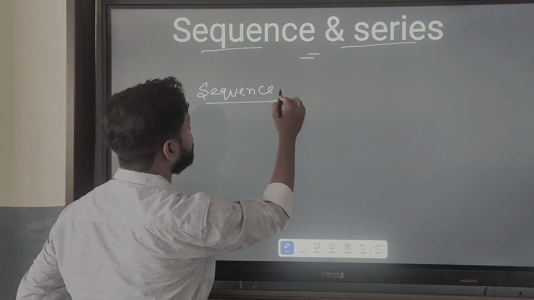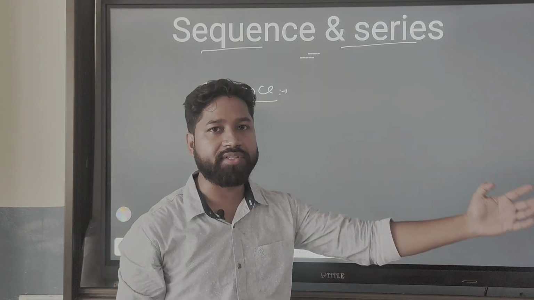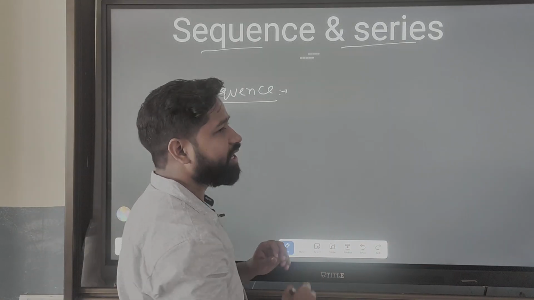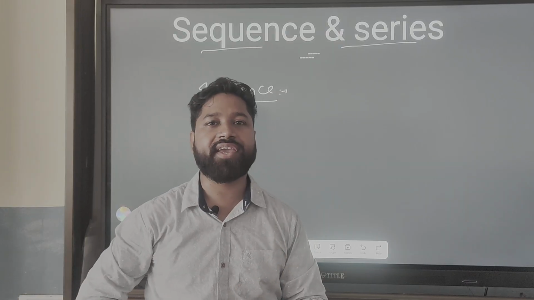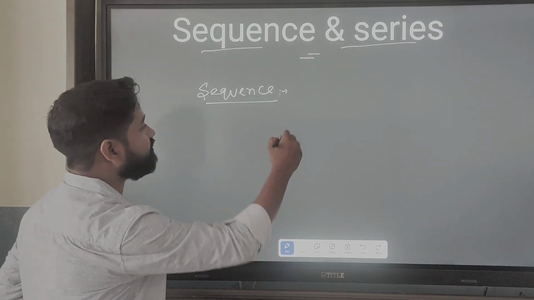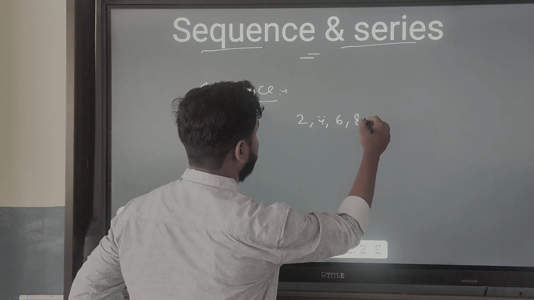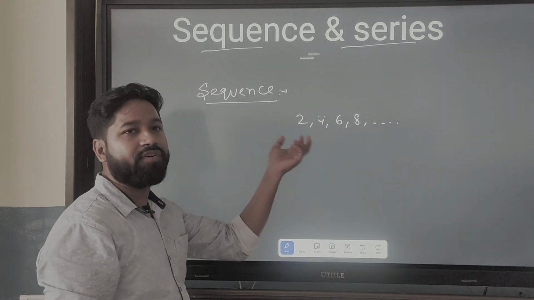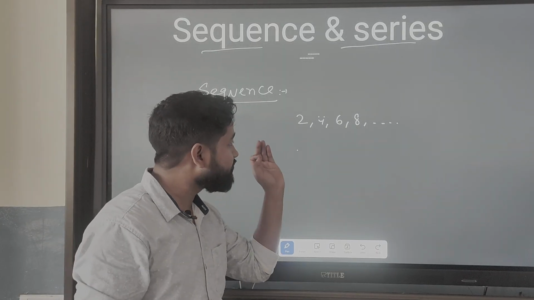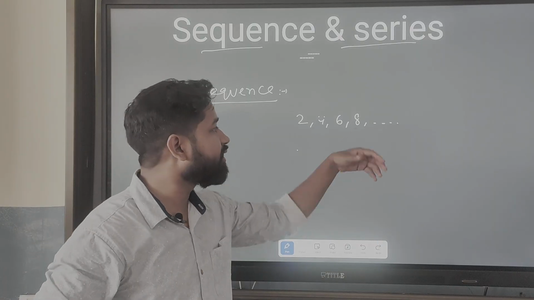We might have heard about this word sequence many times in our day-to-day life. When it comes to a sequence, what does that mean? Simply, we'll say the numbers are written in such a way that they follow some kind of pattern. Let's say the numbers are written 2, 4, 6, 8 and so on. Can we see a pattern here? Sequence means a set of numbers which follow some kind of pattern, based on which we can tell the next number.